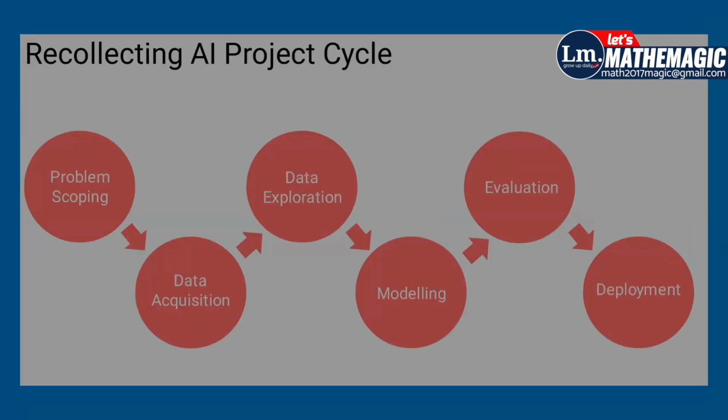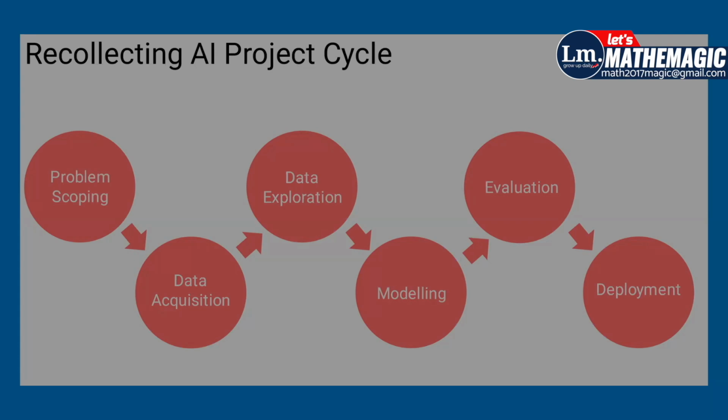Now the path: how we can create an AI solution for any kind of problem. First is problem scoping. You need to understand the problem, why we are trying to solve this problem, or how this problem occurs. Then we go to data acquisition. That means we have to collect data based on this problem. Then data exploration. Exploration means you have to explore the data, analyze the data, and see what the data is trying to say.